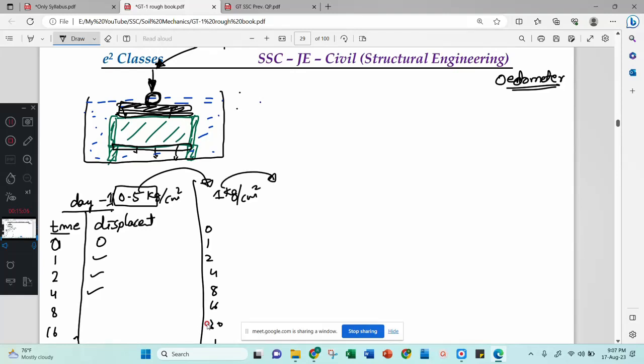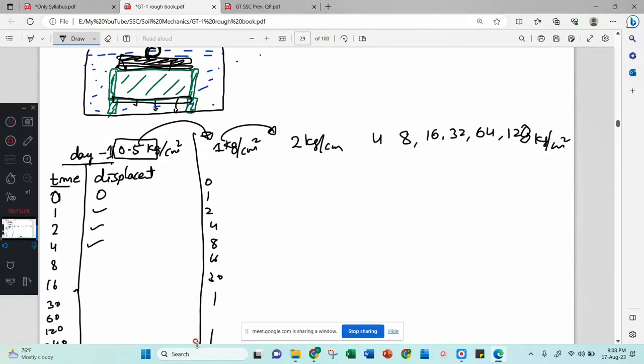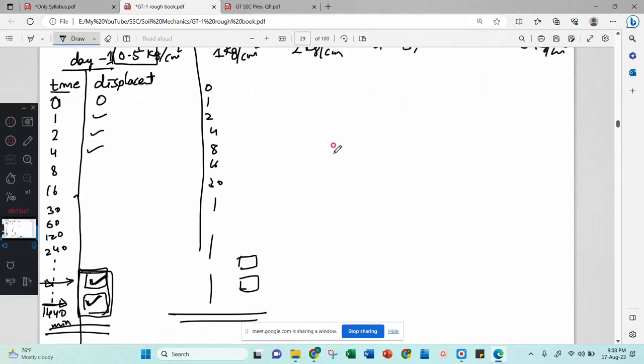The next day will be your 2 kg per centimeter square. Then the next day will be 4 kg, next 8 kg, next 16 kg, 32 kg, 64 kg, 128 kg per centimeter square. Like that you go on increasing. When do you have to stop this? No, this one is increasing, doubling.